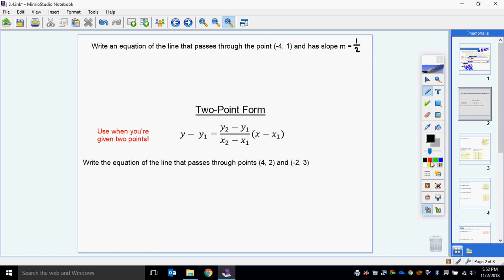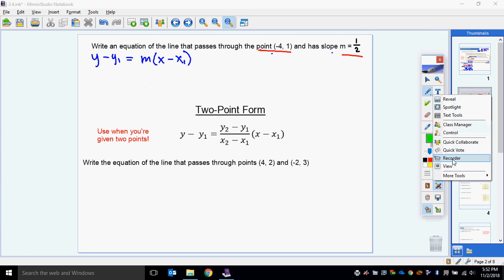Let's look at the next one. It says write an equation of a line that passes through a point and has a slope. Now it doesn't say what form it wants it in. So we can write any equation of a line that goes through this point and has this slope. So the easiest thing to do is put it in point-slope form, which again is y minus y1 equals m times x minus x1. I want you to go ahead, plug in the point, plug in the slope, and tell me what you get for your equation of your line.